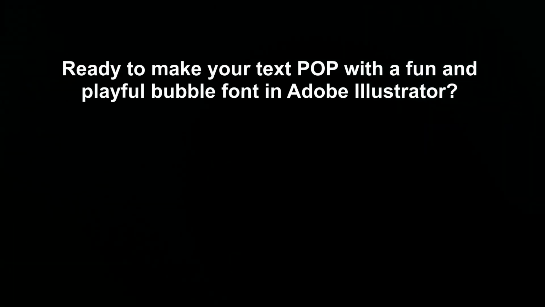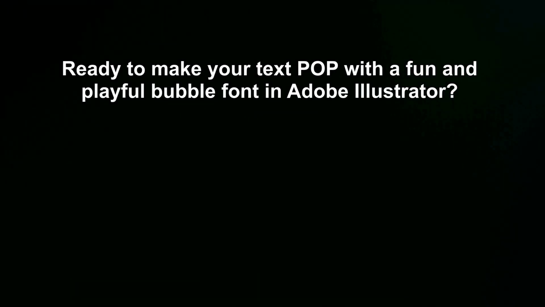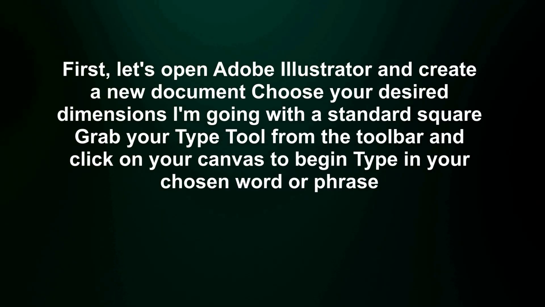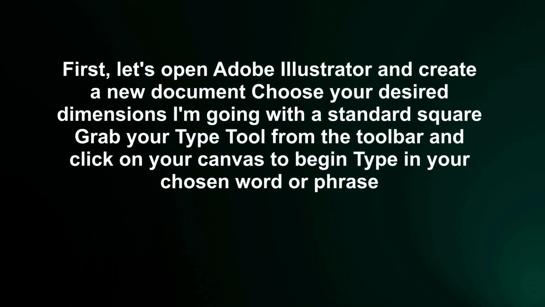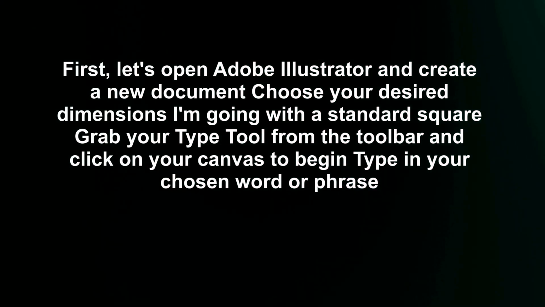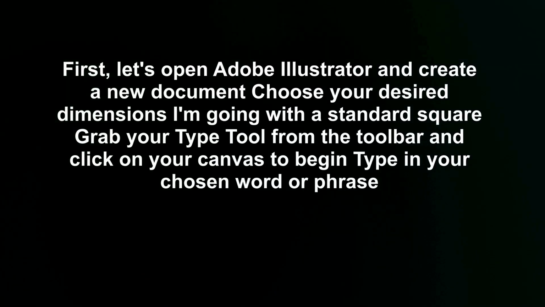Ready to make your text pop with a fun and playful bubble font in Adobe Illustrator? First, let's open Adobe Illustrator and create a new document. Choose your desired dimensions. I'm going with a standard square. Grab your type tool from the toolbar and click on your canvas to begin.